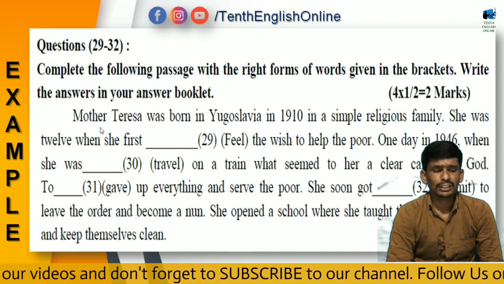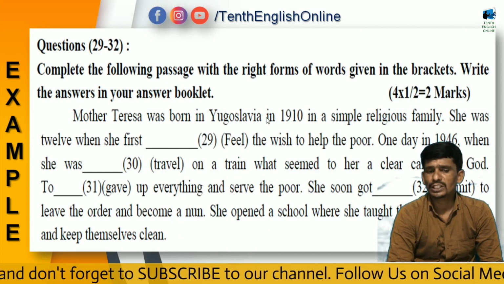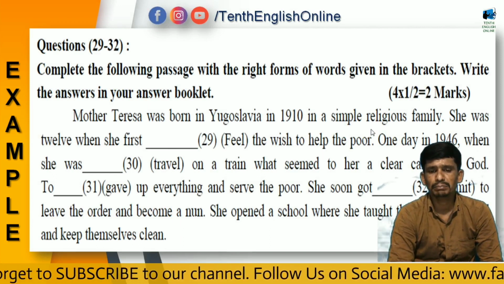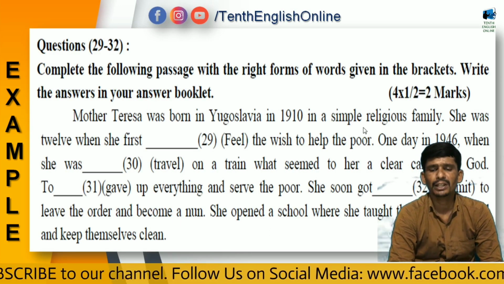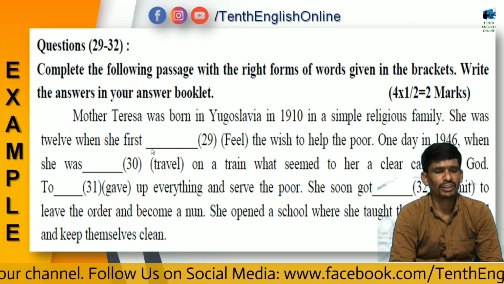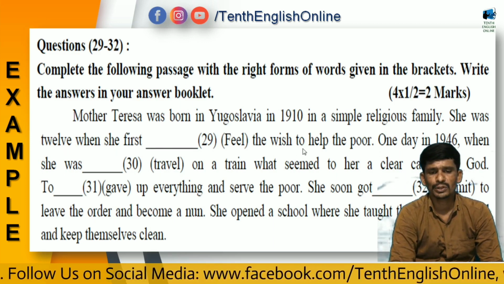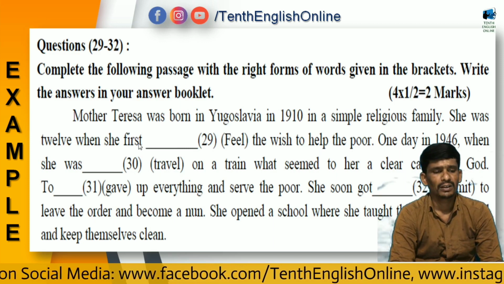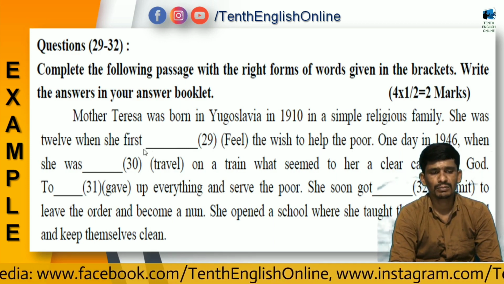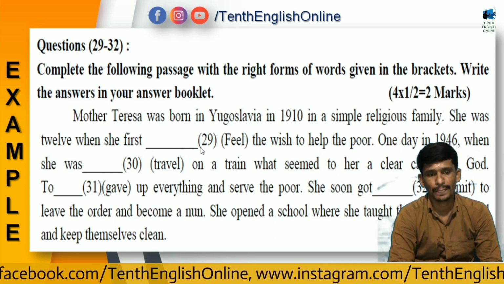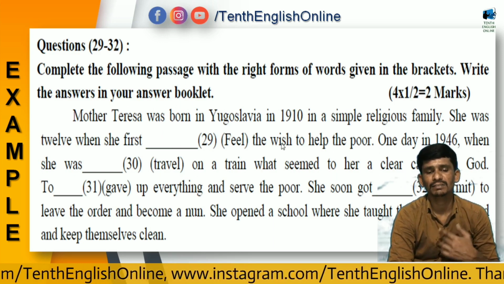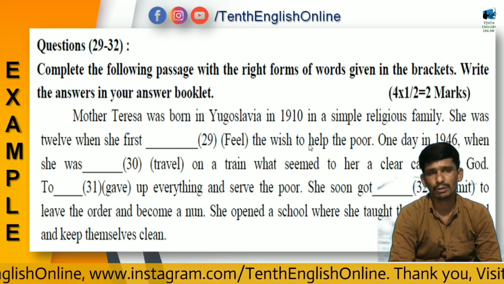So the passage is like this: Mother Teresa was born in Yugoslavia in 1910 in a simple religious family. She was 12 when she first felt the wish to help the poor. When she first felt the wish. Okay, the answer is felt the wish to help the poor.